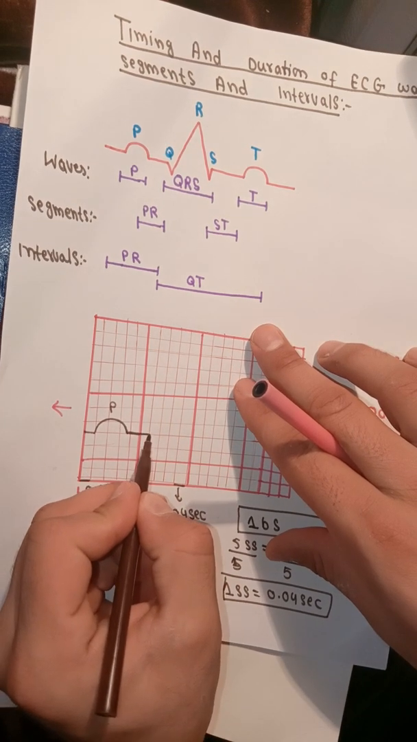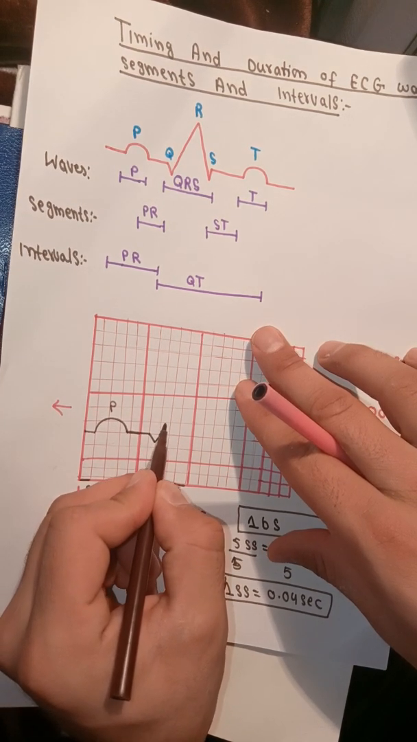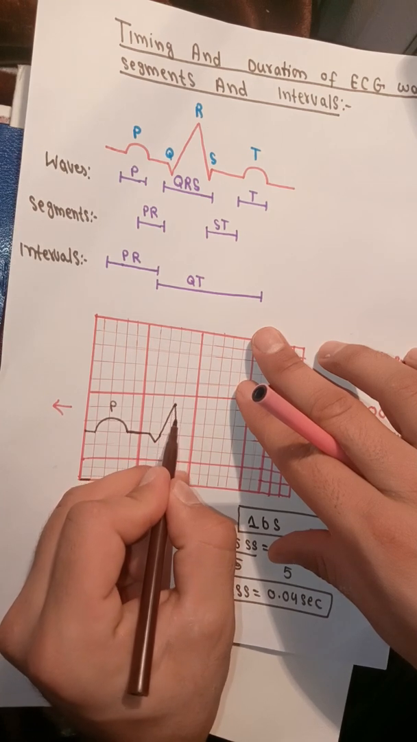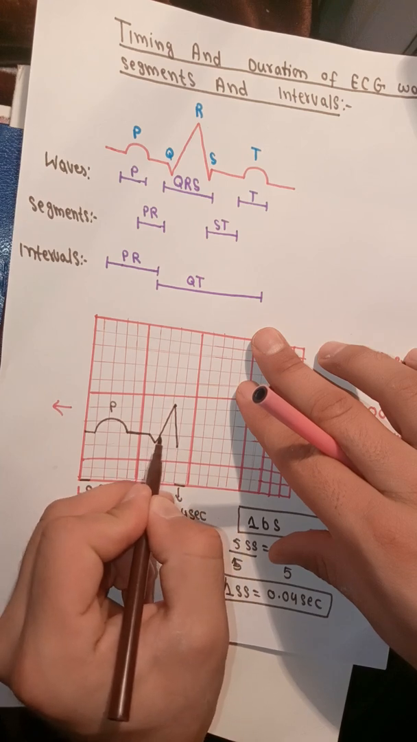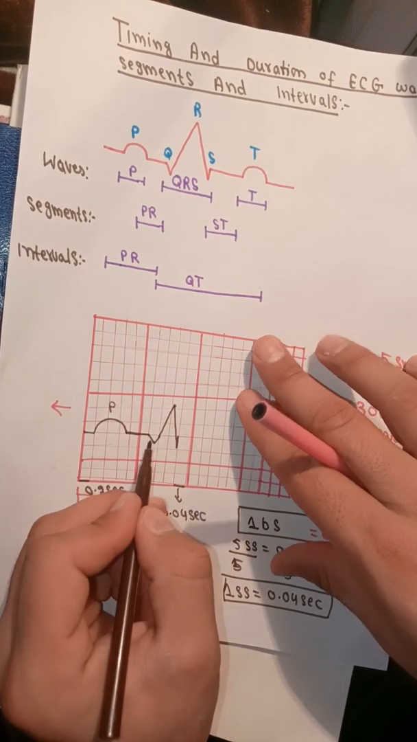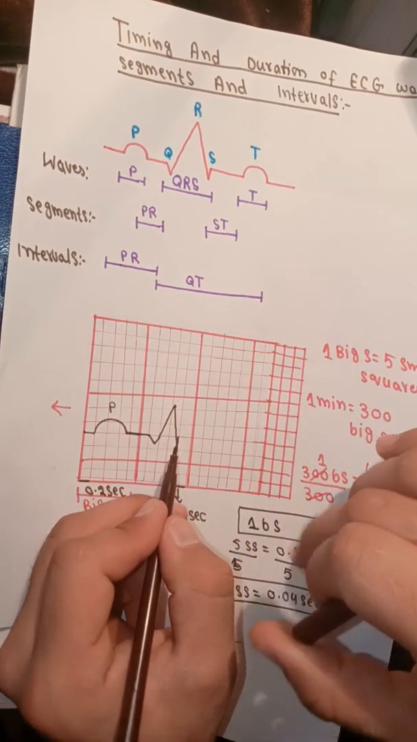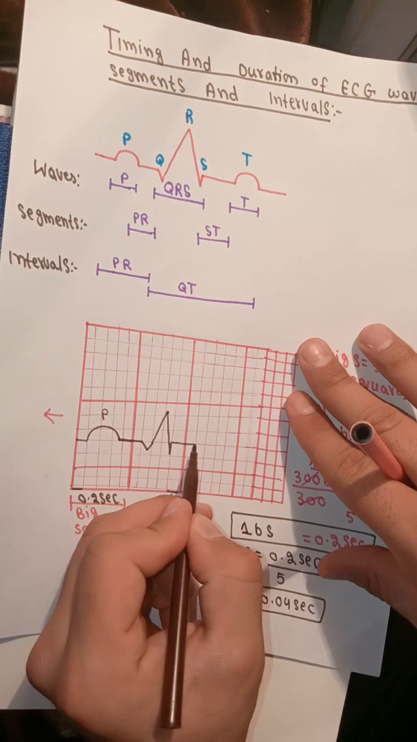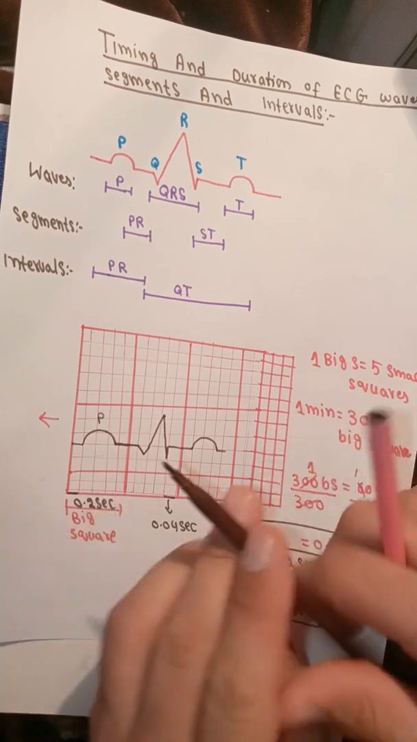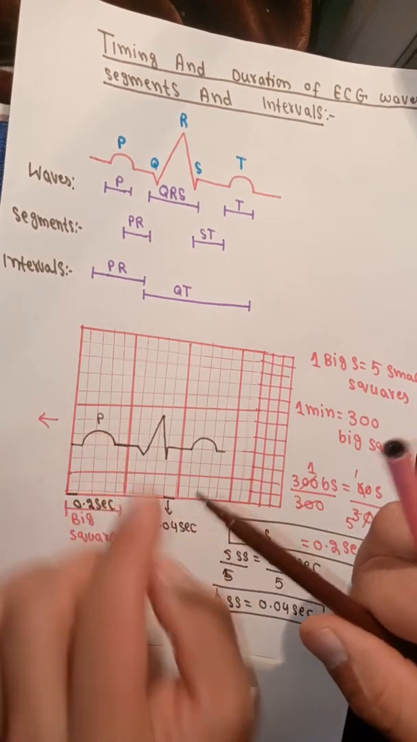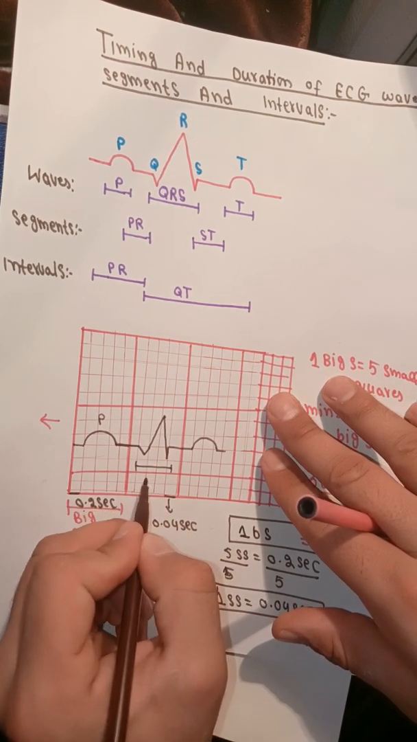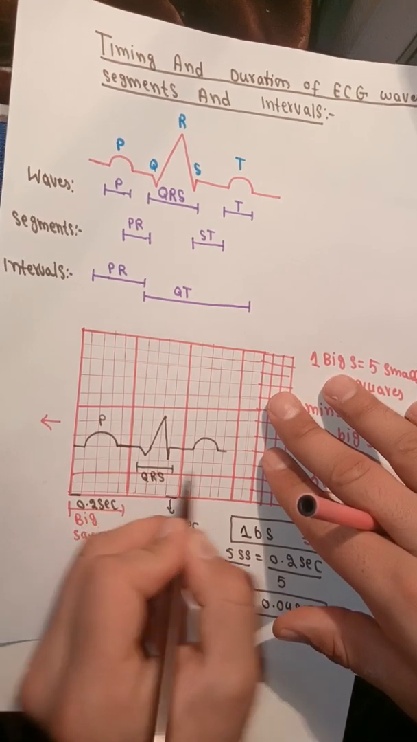I draw it here. It becomes 1, it becomes 2, and so on. So 1 QRS is equal to 2.5 small squares. We have T waves and so on. Now I am going to calculate the time for the P wave and the time for QRS. This is QRS, which is equal to 2.5 small squares, and this is the T wave.